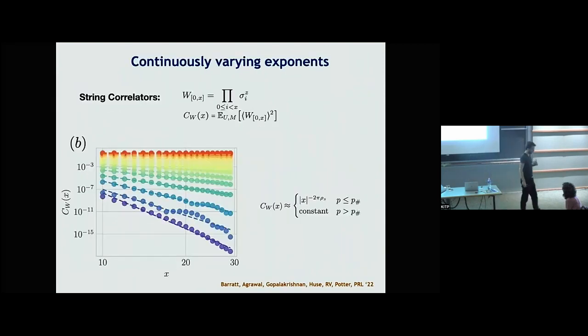One of the hallmarks of KT physics, BKT physics, is you can have continuously varying exponents. This is something we can have here too. The observable that does this is non-local. It's like look at charge parity in some interval, so product of sigma x, and then square it so that it's not trivial, and average over the trajectories. And this will have continuously varying exponents. And again, it works very well.